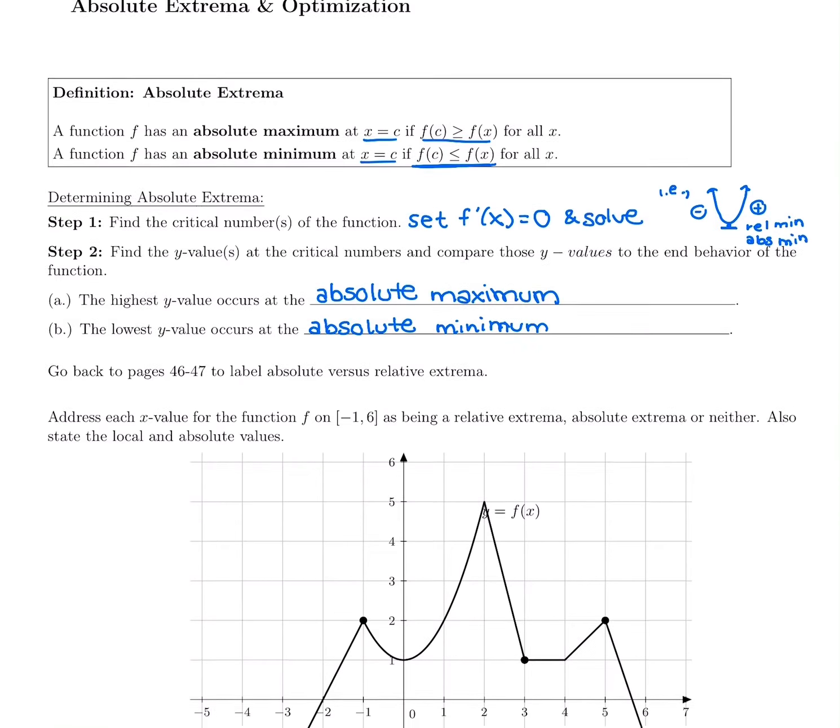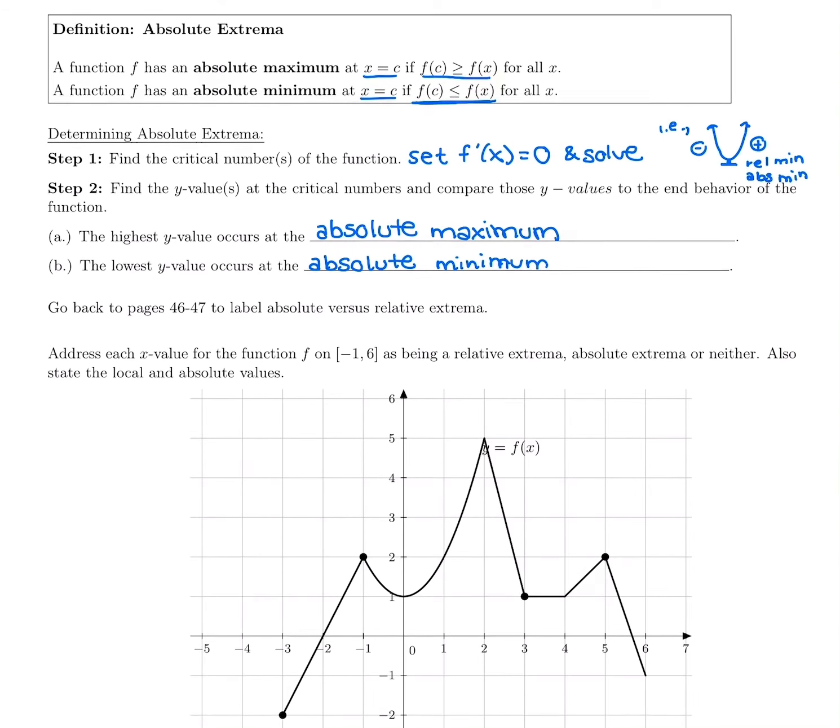We're going to look back at some previous pages and see if we can find absolute versus relative extrema. So absolute means compare endpoints or end behavior, versus relative extrema is just critical numbers with a sign change. Changes from decreasing to increasing at the critical number, you'd call it a relative min. Changes from increasing to decreasing, you call it a relative max.